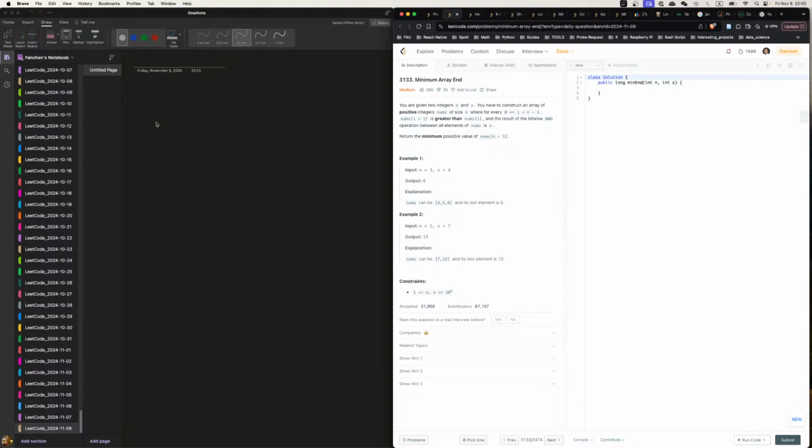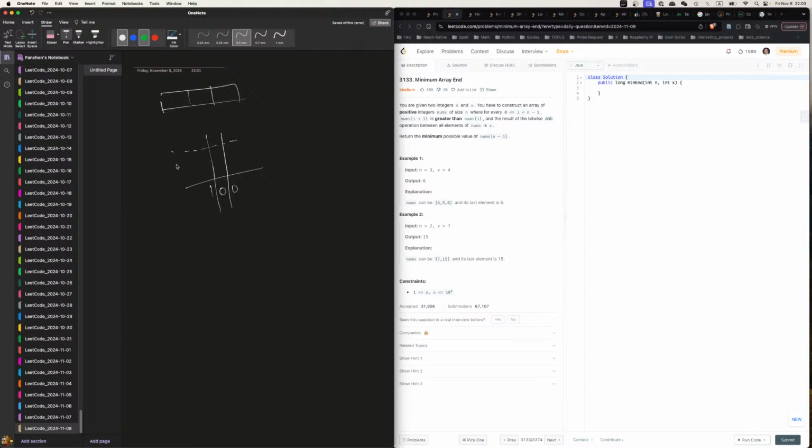For example, n equal to 3, so we have 3 values, and x is 4. 4 is 1, 0, 0, right? So we need these 3 to come up to become this, and it's going to be bitwise AND, and we want the value to be as small as possible. So we know, okay, so we have, hold on a second, we can do this. Right, so this is what we want, and we have 3 numbers, right? 3 numbers.